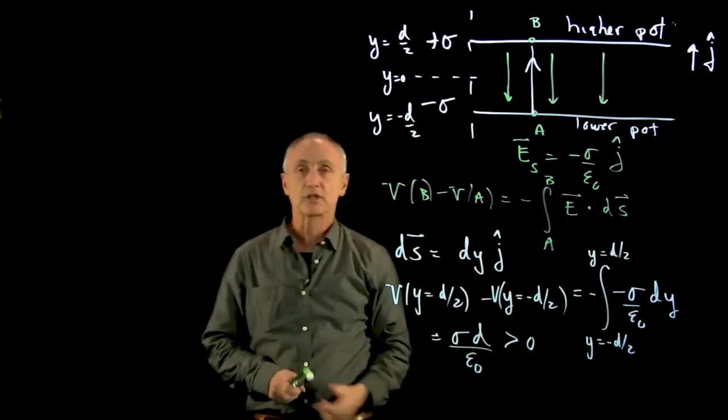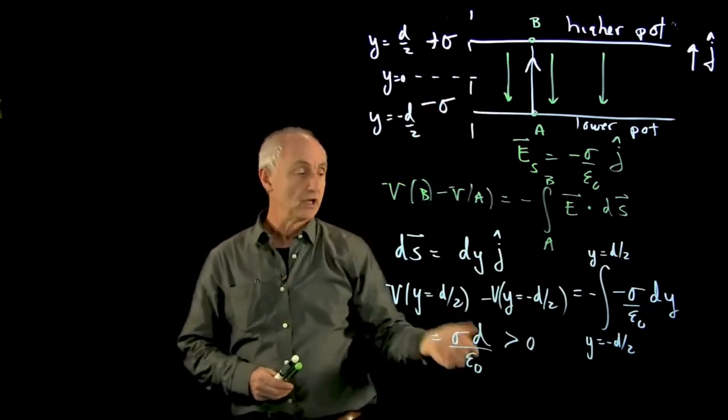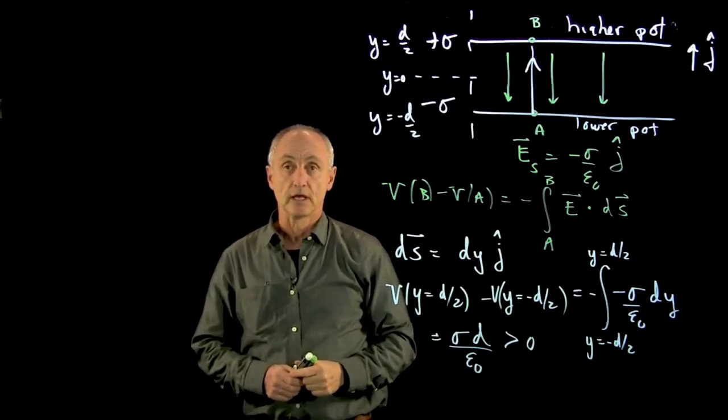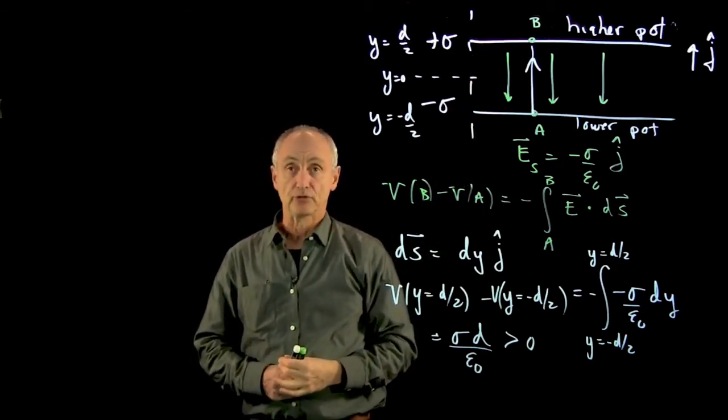So here's a classic example of a simple calculation involving potential difference for one of our basic Gauss's law superposition examples.